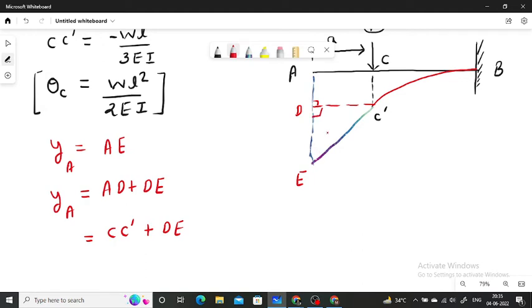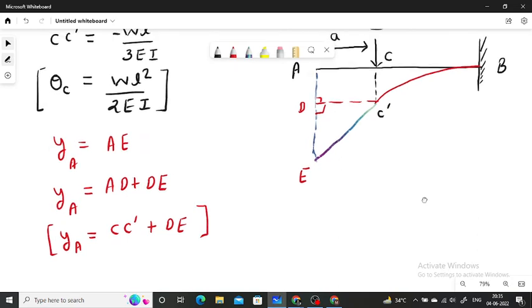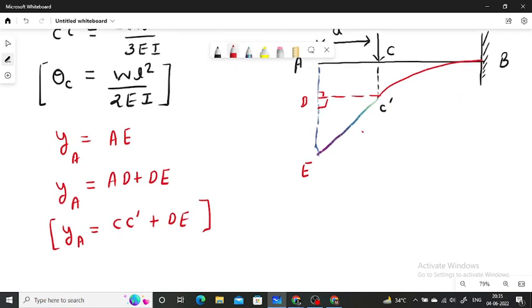Here, this length is A. We have to determine this value DE. The angle at this point C, theta C, is known, which is equal to WL square upon 2 EI.